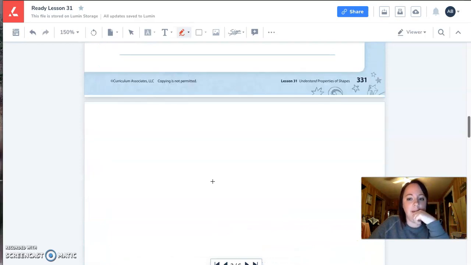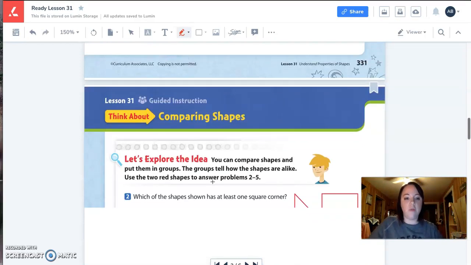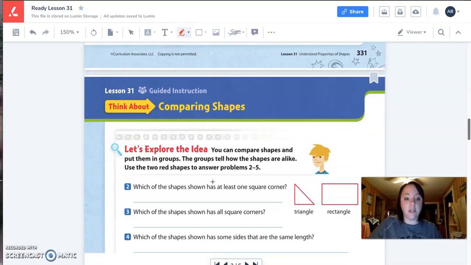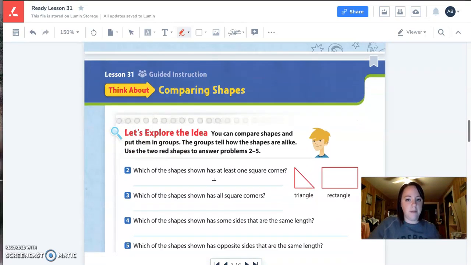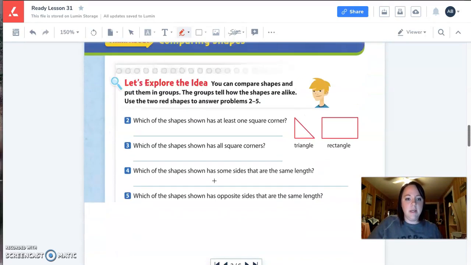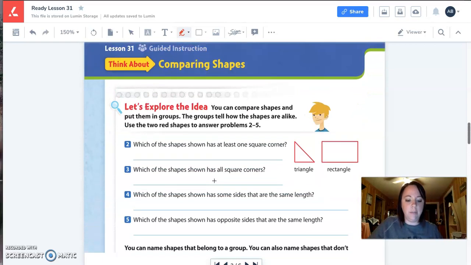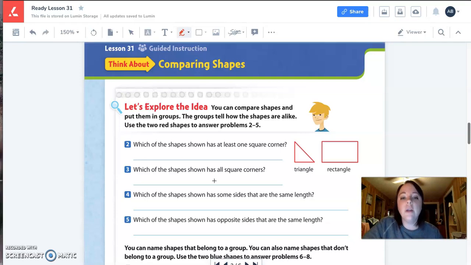All right, we are going into comparing shapes. All right, gotta let the page load a little bit, that's okay. All right, let's explore the idea. You can compare shapes and put them into groups. The groups tell how many shapes, or how the shapes are alike. Use 2 red shapes to answer the problems 2 through 5.